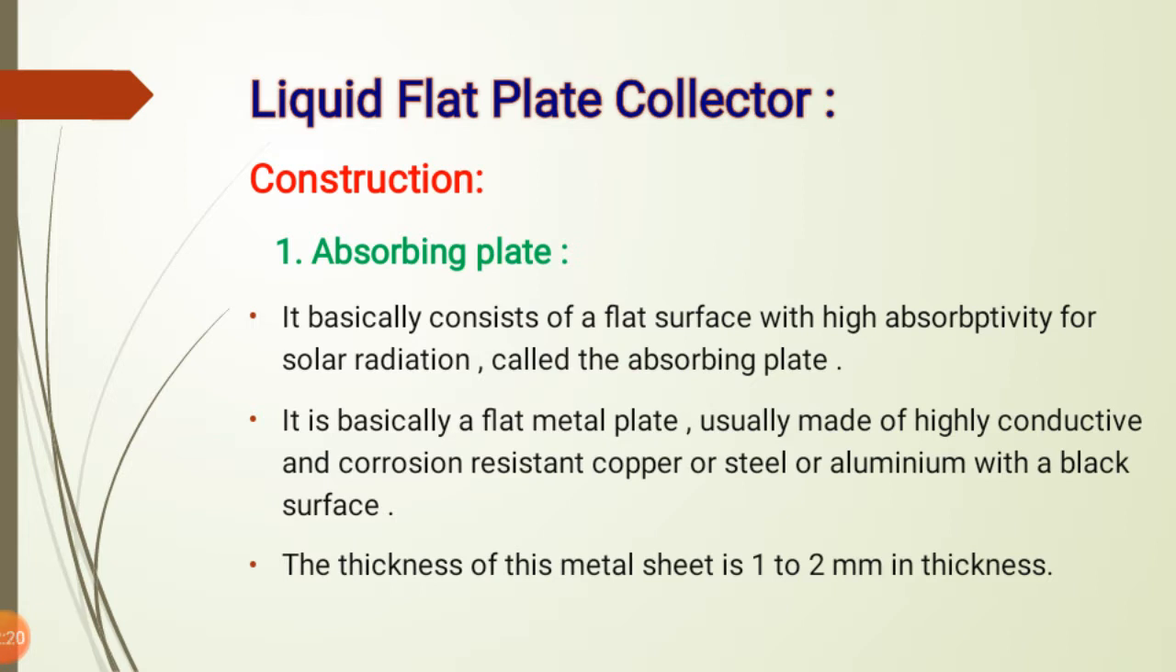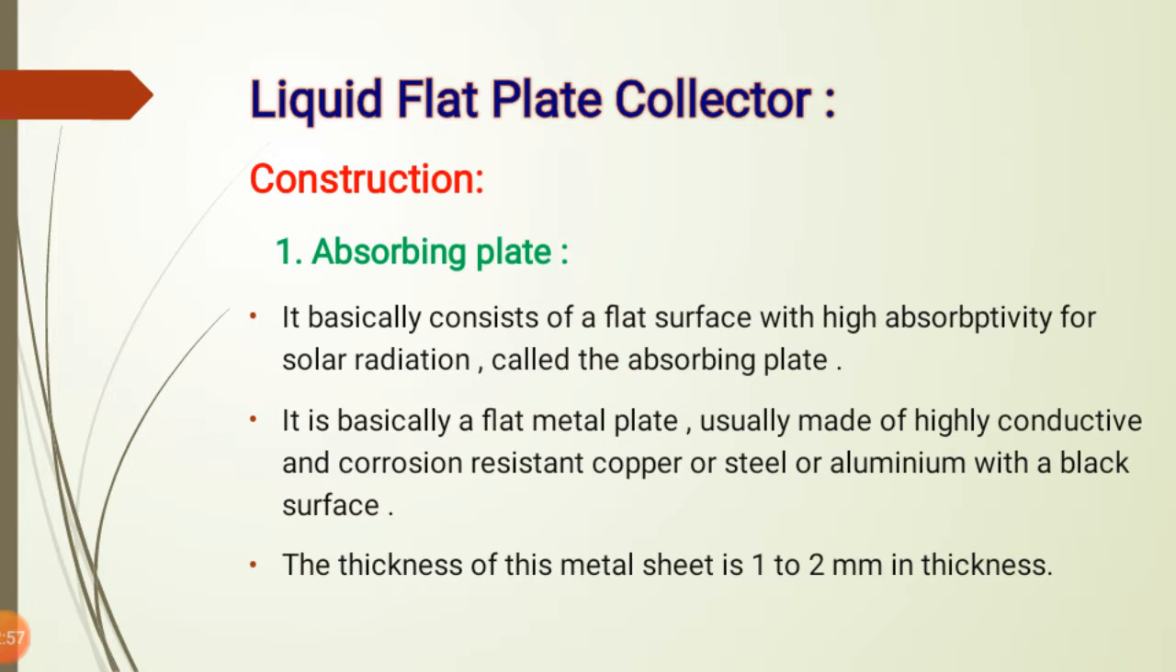And this is the absorbing plate. It is basically a flat metal plate, usually made of highly conductive and corrosion resistant copper, steel or aluminum, with a black surface. The absorbing plate has a black surface. We know that black color has the ability to absorb radiation of all wavelengths, so the coating of the absorbing plate is black, and it is made of highly conducting material so that there is no loss of heat.